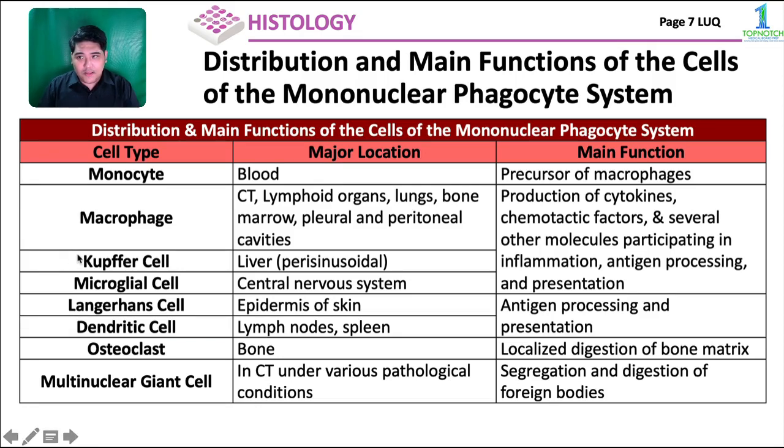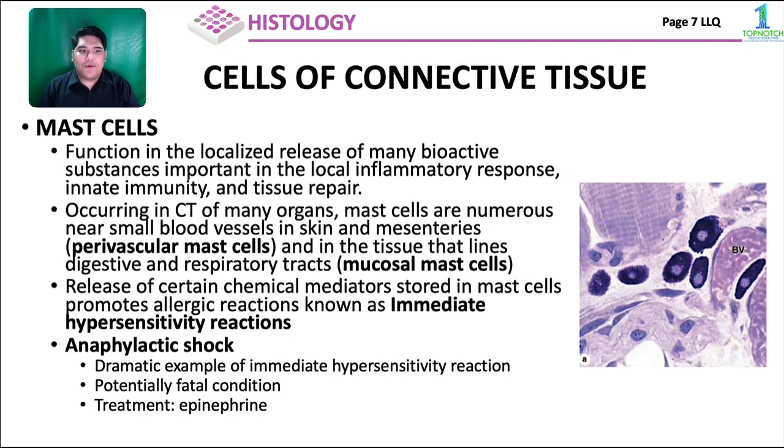Meron din dito, not included, in the lungs, it's what you call your dust cell. Okay, again, pakisulat na lang ha, dust cell as in D-U-S-T, your macrophage in the respiratory system. Now, meron pa ring cells ang inyong connective tissue, your mast cell. Nice. Important to know pala, hindi nice to know. It is a function in the localized release of many bioactive substances important where? In inflammation, immunity, and tissue repair.